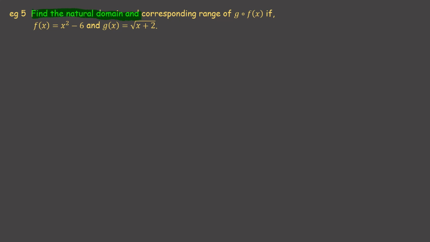Find the natural domain and corresponding range of g of f of x if f of x is x squared minus 6 and g of x is the square root of x plus 2.